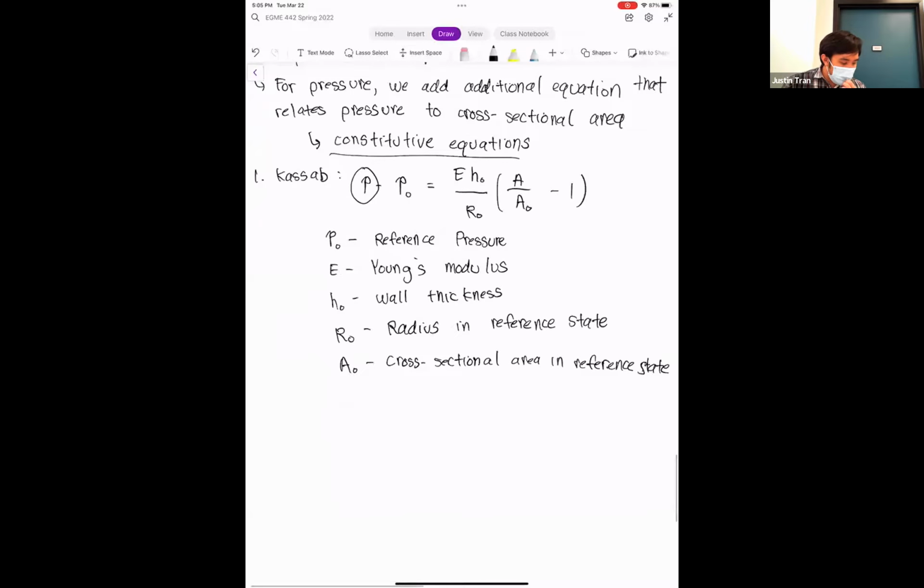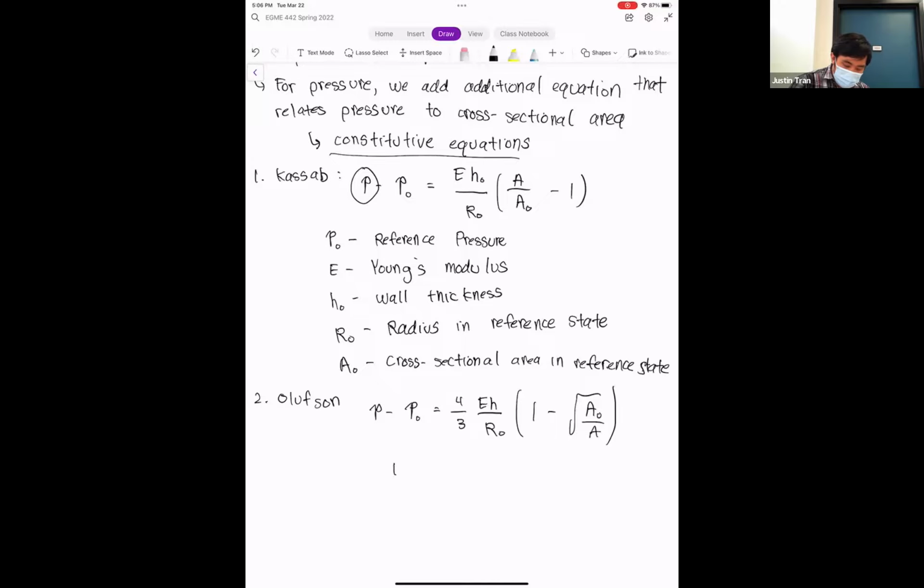And the other model is called the Olufsen model. The Olufsen model is actually a two-equation model. The left-hand side is similar, so we have P minus P0. And on the right-hand side, we have 4/3 times Eh divided by R0, times 1 minus square root of A0 divided by A, where this quantity right here, Eh over R0, actually has another equation for it.